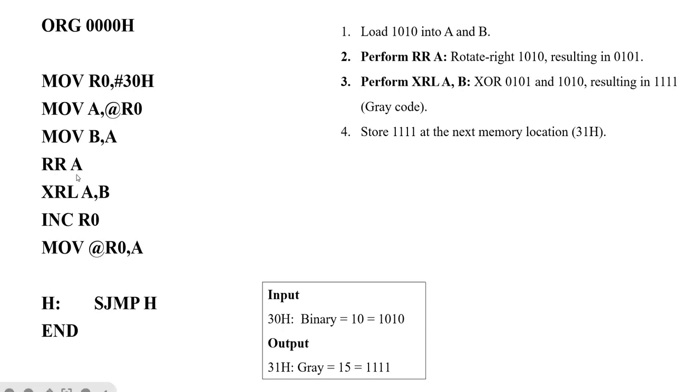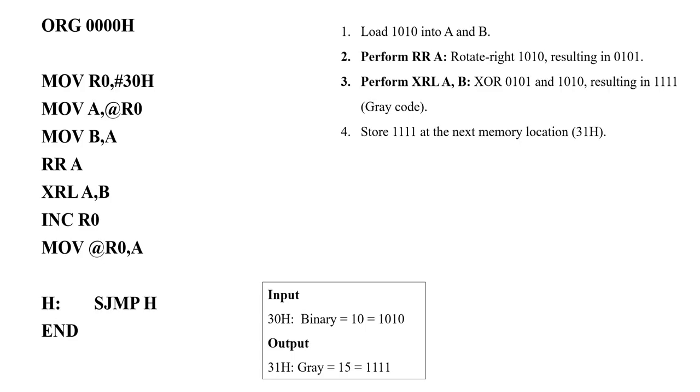Now next we have to shift the number to right. So for that we are using this RRA. This instruction, that is the rotate right instruction, will perform a rotate right operation on the accumulator A, and this will shift all the bits of A to the right by one position, with the carry being moved into the leftmost bit of the accumulator. After this operation, A, that is the accumulator, will contain the shifted version of the original binary number.